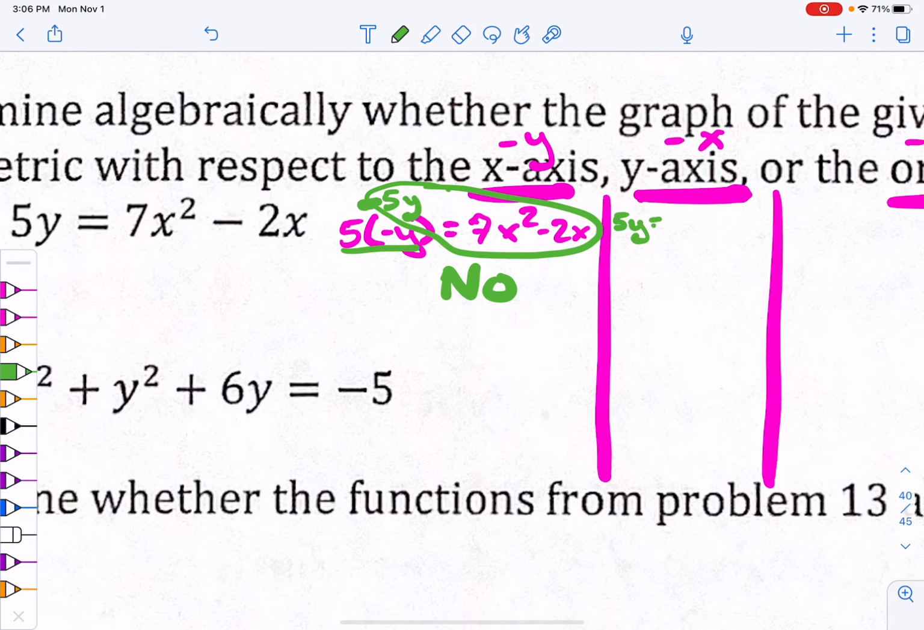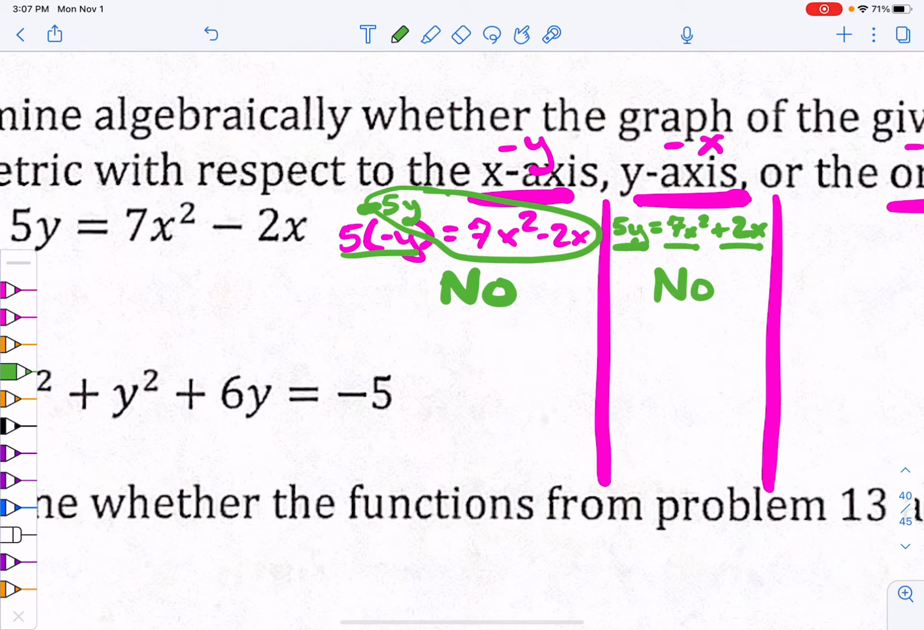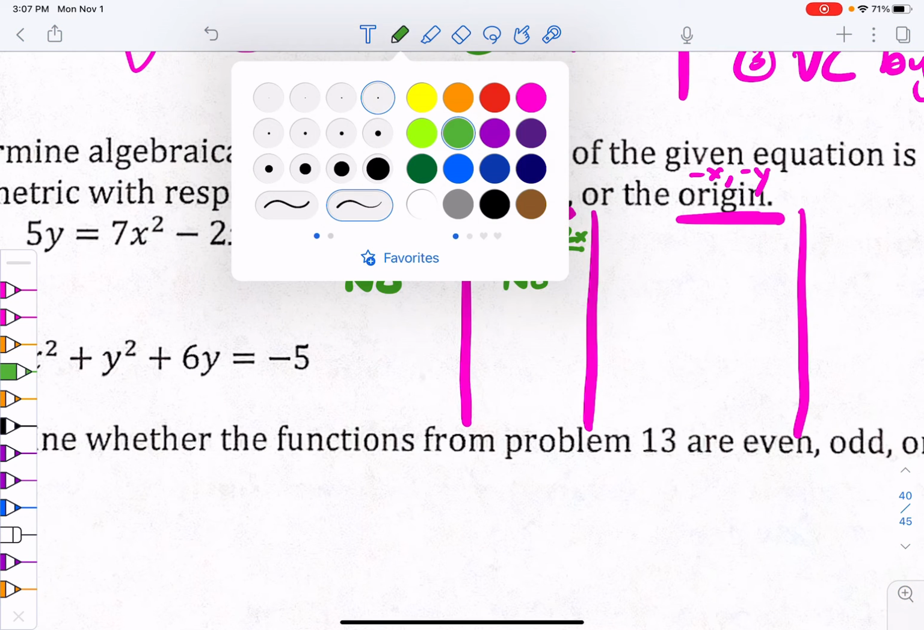Like 5y equals 7 times, if I take a negative x and I square it, it's just going to become x squared, right? And if I take this negative x, it's going to multiply by that negative 2, this guy right here, to become a positive 2x, okay? So now I look at that thing, and I say, is that the same thing as the original? Well, it has 5y, it has 7x squared, but it has plus 2x instead of minus 2x, so that's also a no, okay? And then I do the same thing again for origin.